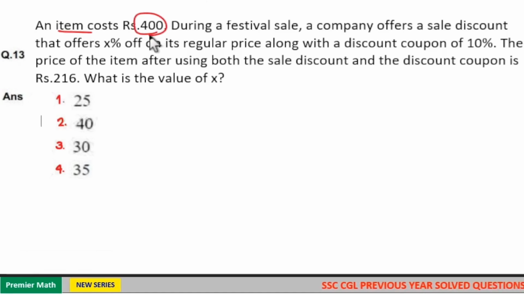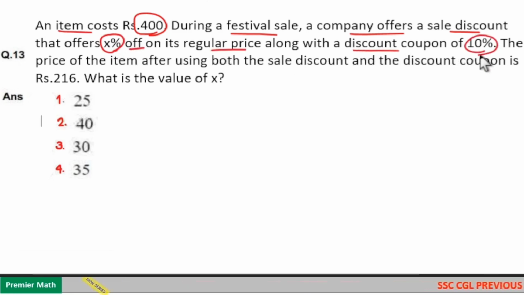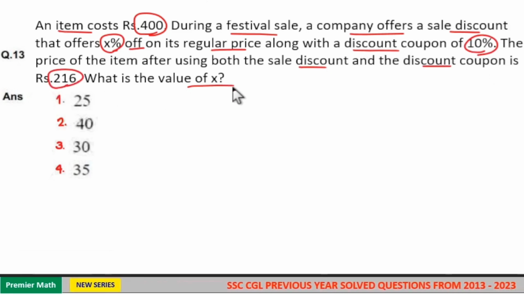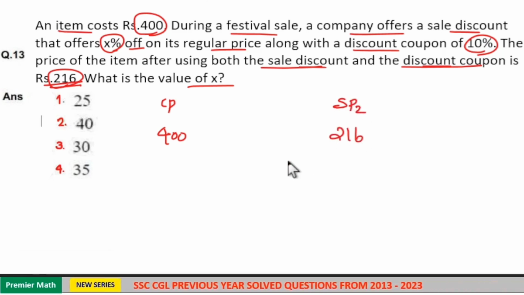An item costs rupees 400 during a festival sale. A company offers a sale discount that offers X percentage off on its regular price along with a discount coupon of 10%. The price of the item after using both the sale discount and discount coupon is rupees 216. What is the value of X? Here cost price is 400 rupees and after the sale discount and discount coupon, sell price is equal to 216 rupees. That is final selling price. I will take it as SP2 as 216 rupees.